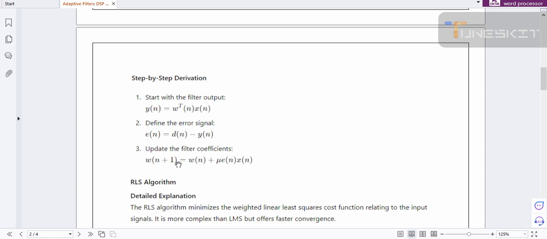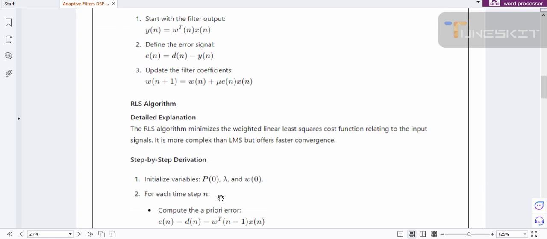So let's move towards the RLS algorithm. RLS stands for recursive least squares algorithm. The RLS algorithm minimizes the weighted linear least squares cost function relating to the input signals. It is more complex than LMS but offers faster convergence.